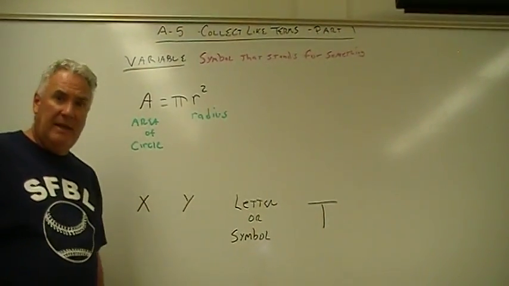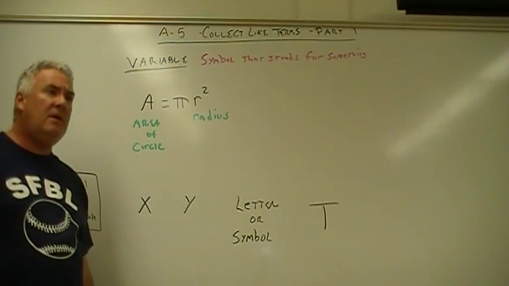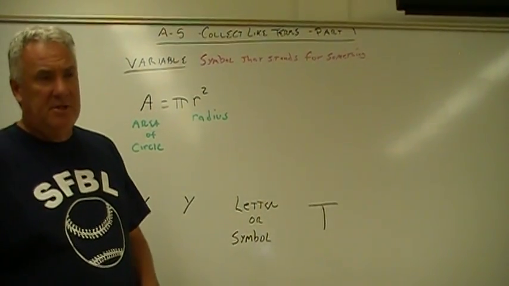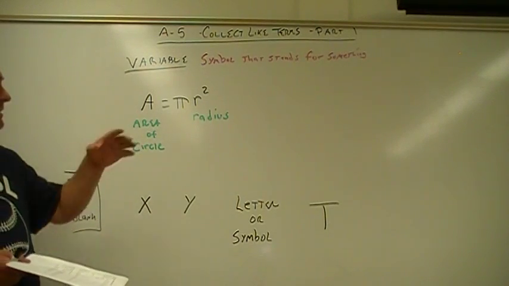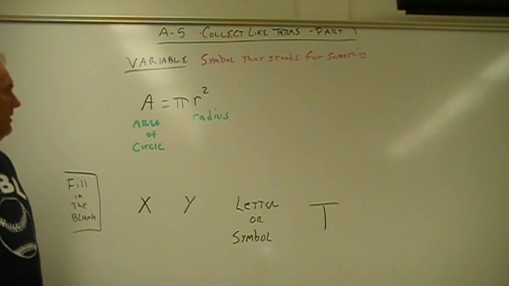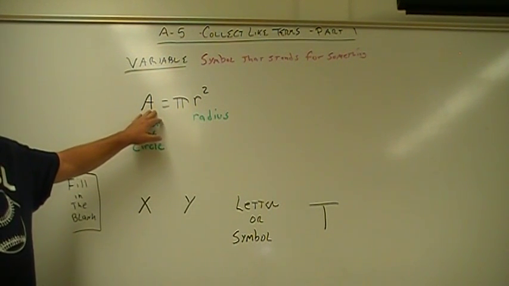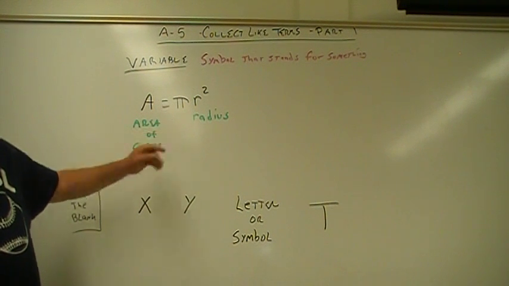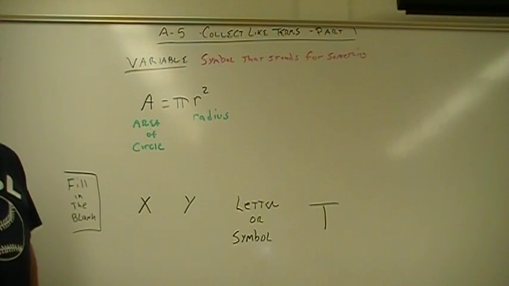Variable, we haven't defined that yet for our notes. A variable is a symbol that stands for something. We evaluated expressions in the last lesson, substituting for x. Could be an x, could be a y, could be a z, could be anything. Here's a formula that you probably remember from pre-algebra and maybe middle school: A equals pi r squared, area of a circle.